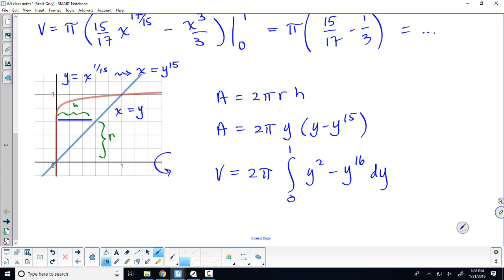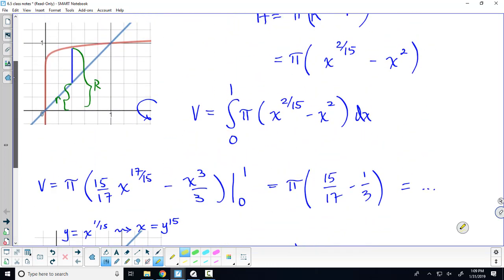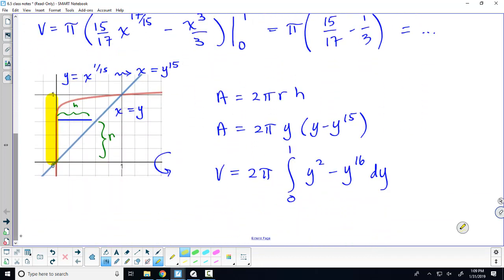This intersection is coming from the y-axis, though. So we're integrating 0 to 1 that direction. Whereas the other one, we're integrating 0 to 1, but it's this direction. Does that make sense to everybody?